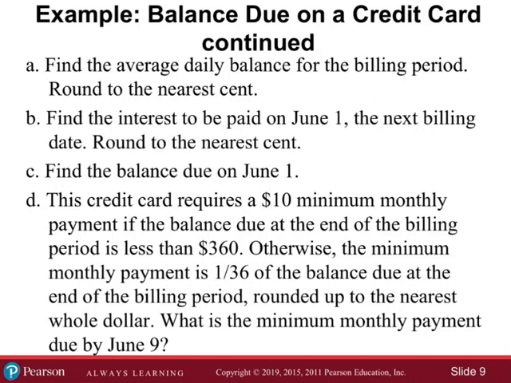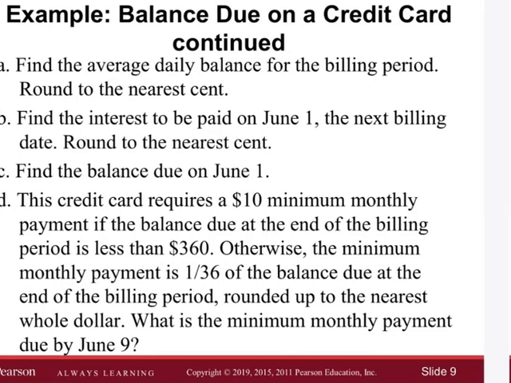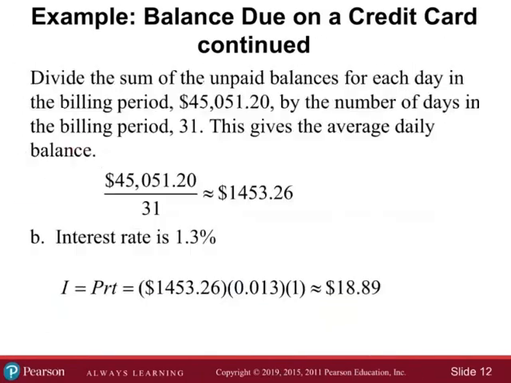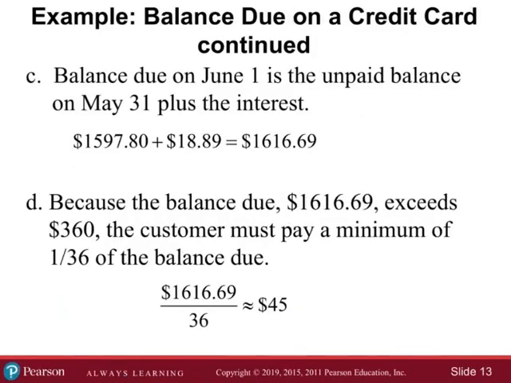So now we have our new balance plus interest. Since our new balance plus interest is larger than $360, we're going to take that, basically the result from part C, and we're going to divide it by 36. Yeah, so the result from part C divided by 36, and that's how we get part D. But again, that was all given here in the question. So then using my prepared notes here, the 16, 16, 69 divided by 36. So then the minimum amount due at the start of the next cycle is $45.